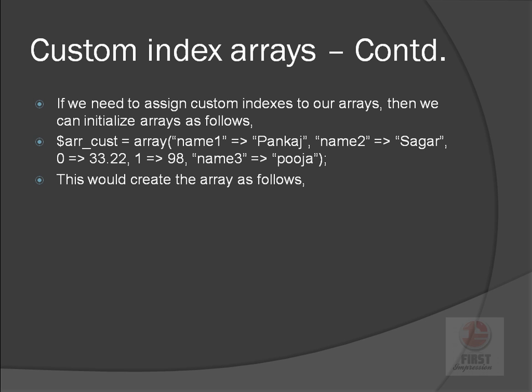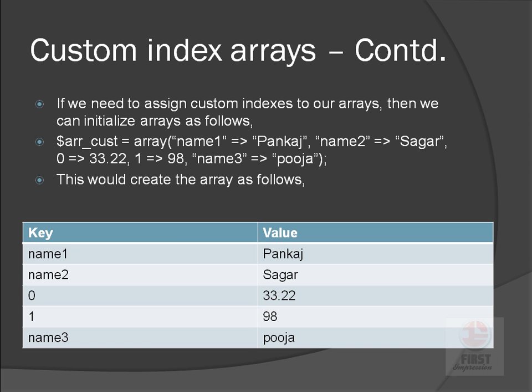Now this would create the array as follows. It will have key name1 and the value is Pankaj. Key name2 value is Sagar. Key 0 value is 33.22. Key 1 value is 98. Key name3 value is Pooja.